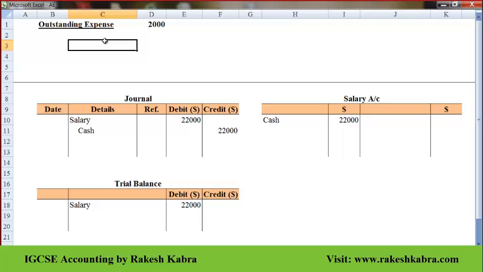So see what I will do. This is the salary. To record the salary I need to debit the salary account. Salary account will be debited with how much amount? 2000. And though it is not paid, I can't write cash here. See, here I wrote cash 22,000. Why I wrote cash? Because I paid this 22,000. But here I can't write cash, because this 2000 is still pending.